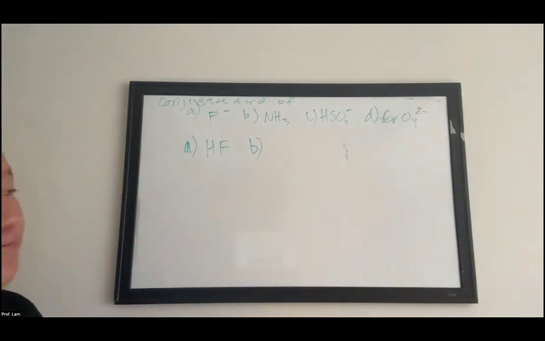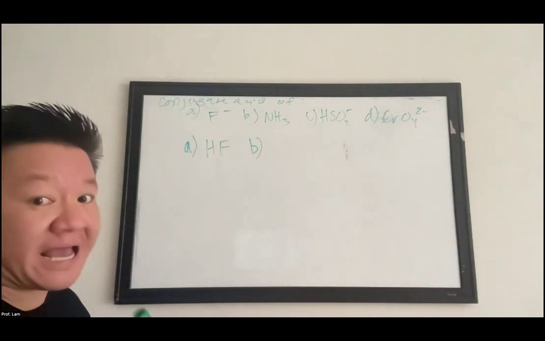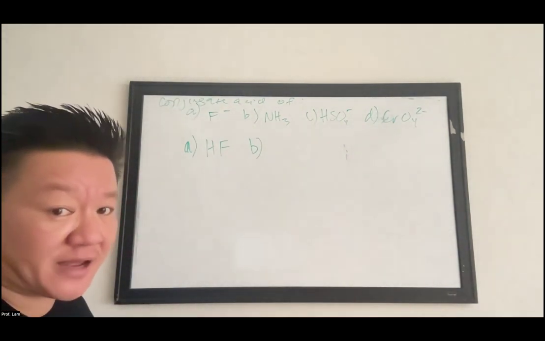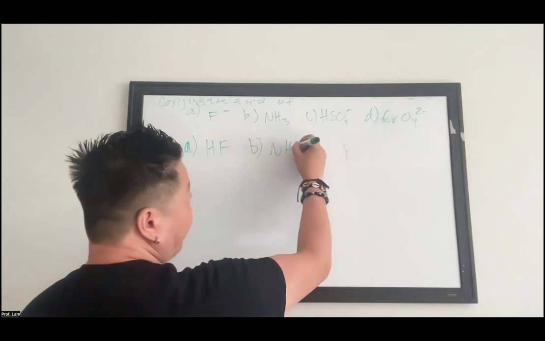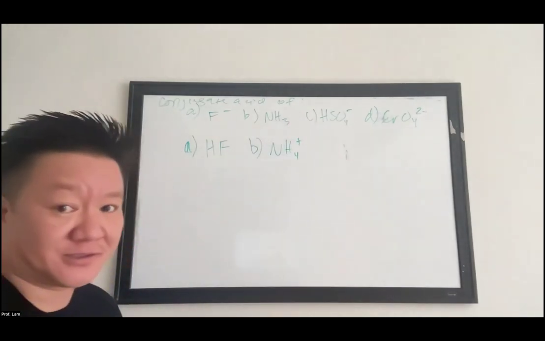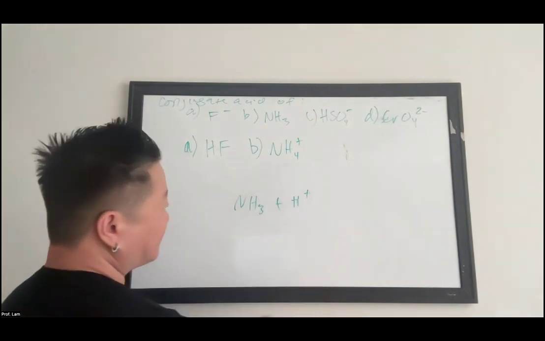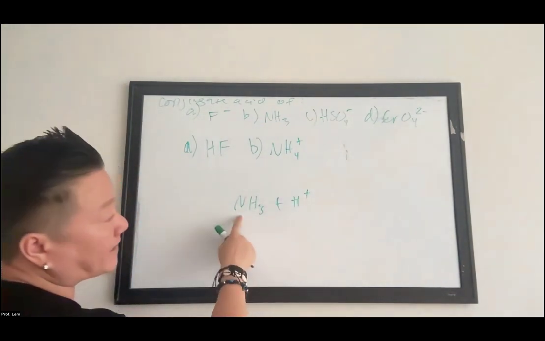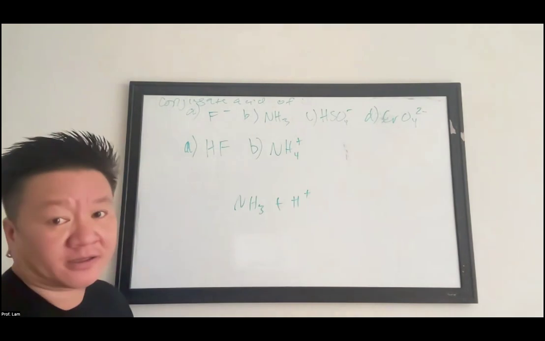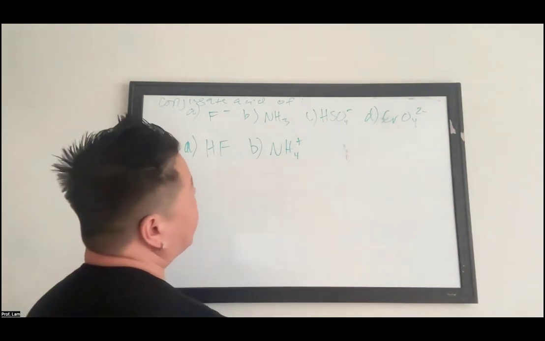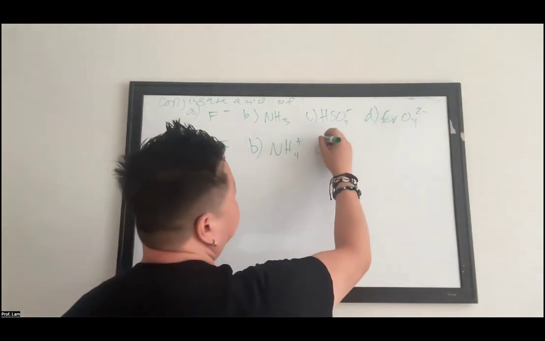Now for B, you have NH3 and you're going to add an H plus. So what does that become? NH4 plus, right? It's an NH3 plus an H plus. So you're not only absorbing a hydrogen, you're also absorbing the positive charge, right? So you become NH4 plus.